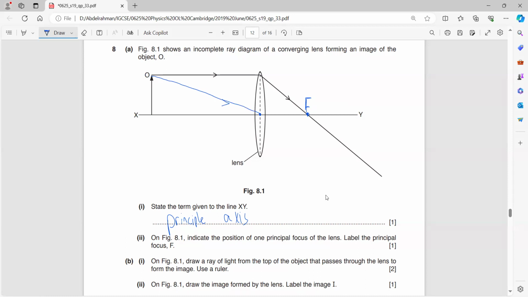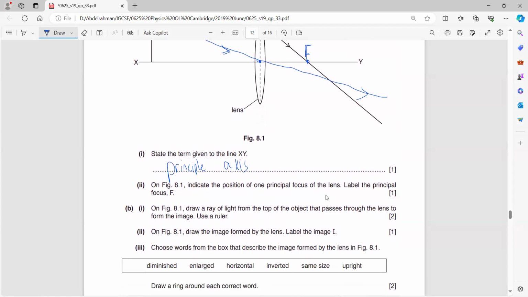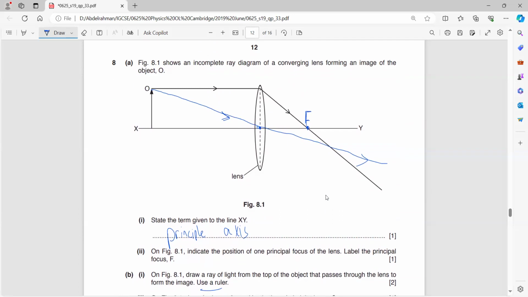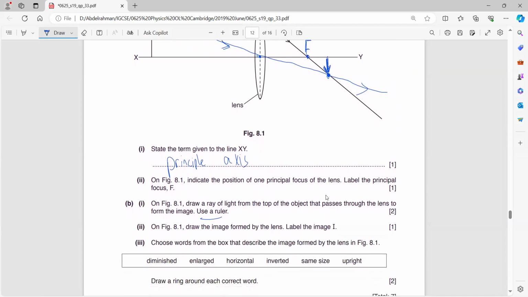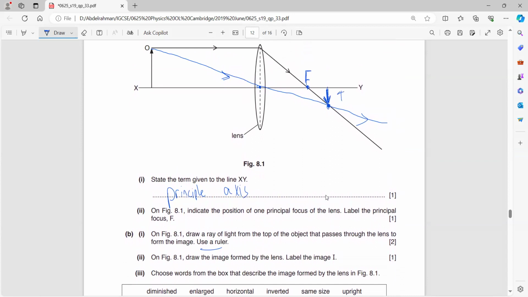Okay, and this line will continue as a straight line. Of course you use the ruler. You must use the ruler. Where is the image now? The image is the point of intersection of these two lines. Yes, this is the point of intersection. To label the image I must draw an arrow facing downwards. This is the arrow facing downwards. Label the image I. Very easy.